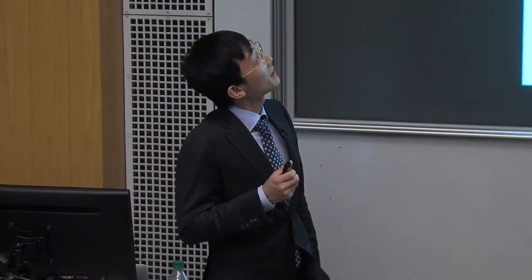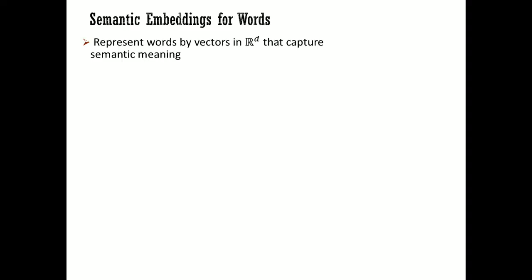So let me start by talking about semantic embeddings for words. What we would like to do is represent words by vectors in Euclidean space that capture semantic meanings. There could be multiple criteria. For example, one criterion is that similar words have close vectors. So, for example, if you have these 3 words about countries, then probably they should be assigned to similar vectors in the Euclidean space.